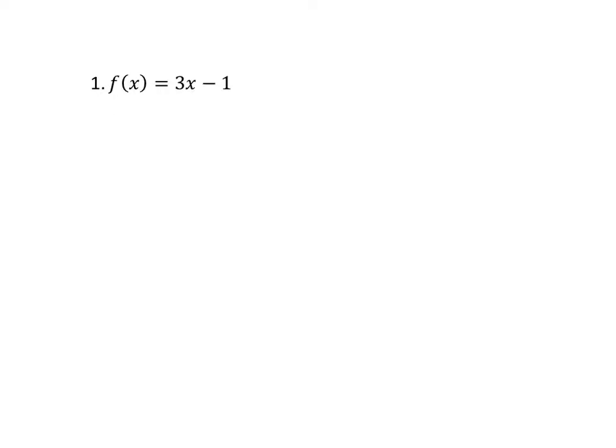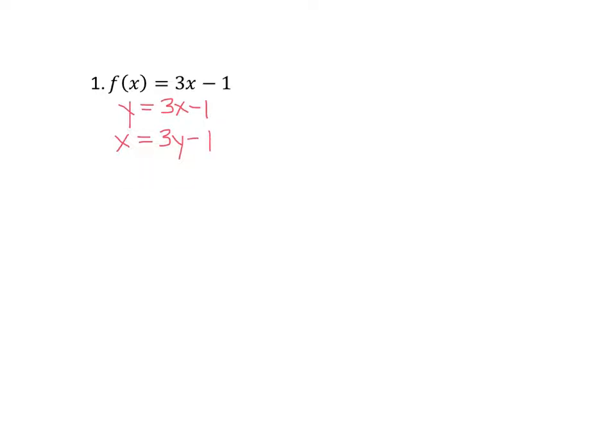So notice we have f of x equals. So our first step, we're going to change it to y equals instead. So y equals 3x minus 1. Now that we have it as y equals, the definition of an inverse is that our x and y values switch. So we're going to change it to x equals 3y minus 1.